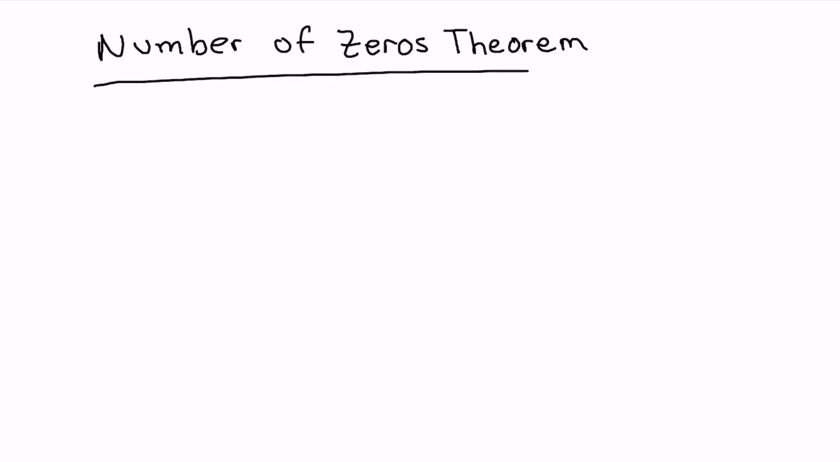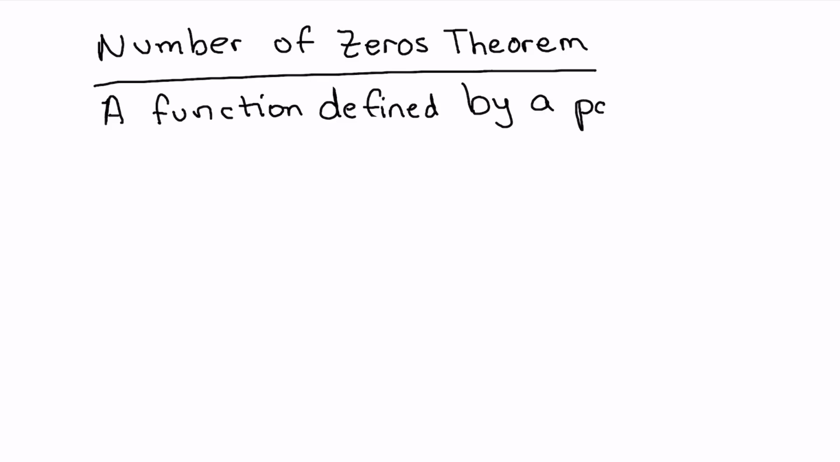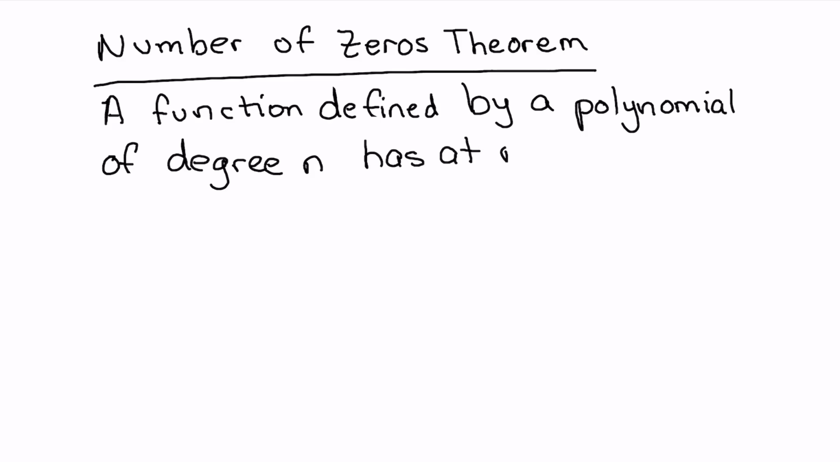So what's next? We have the number of zeros theorem. What does this say? A function defined by a polynomial of degree n has at most n distinct zeros.